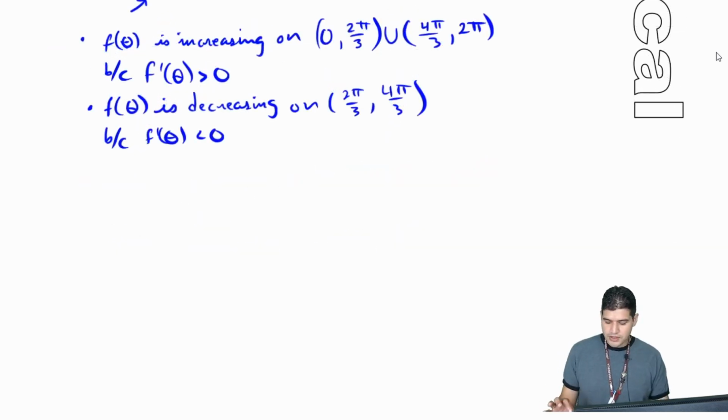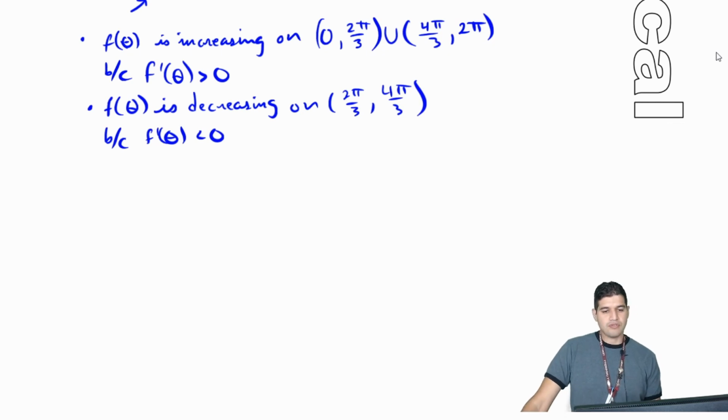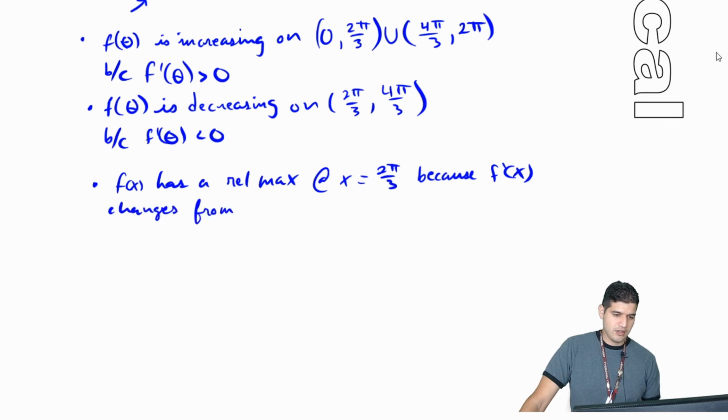So let's keep things going, finding the relative maximum and minimum. So from our chart where things are changing from positive to negative, we know that f of x has a relative max at x equal to 2 pi over 3. The reason we know that is because f prime of x changes from positive to negative.